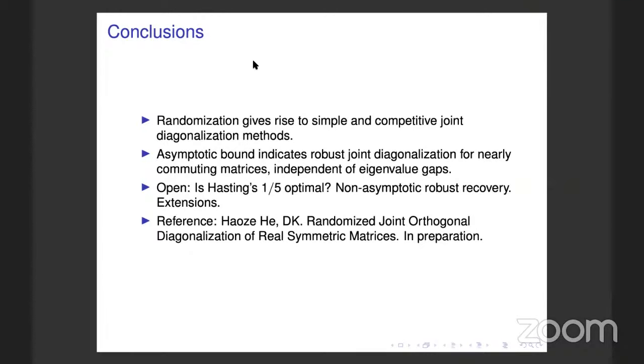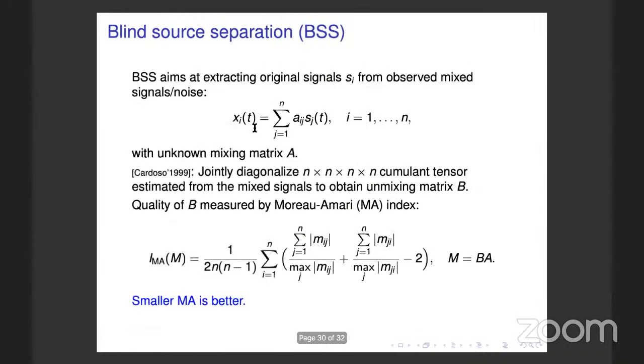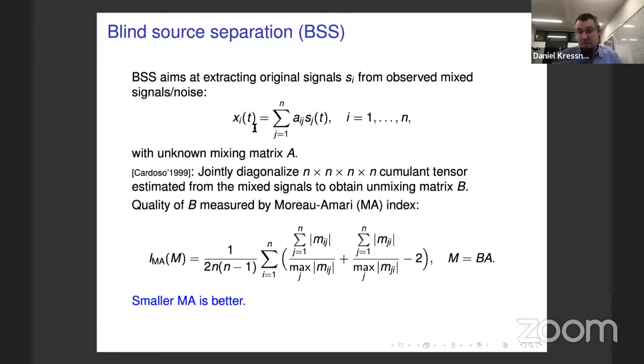Sorry, what was the matrix B in the signal? Yes, M equals BA. What is B? B is the unmixing matrix. Actually, it would be the inverse of A or some permuted inverse of A. I have not explained how to get this; it is a procedure after the joint diagonalization. You can estimate this unmixing matrix B. That's the goal of the procedure.